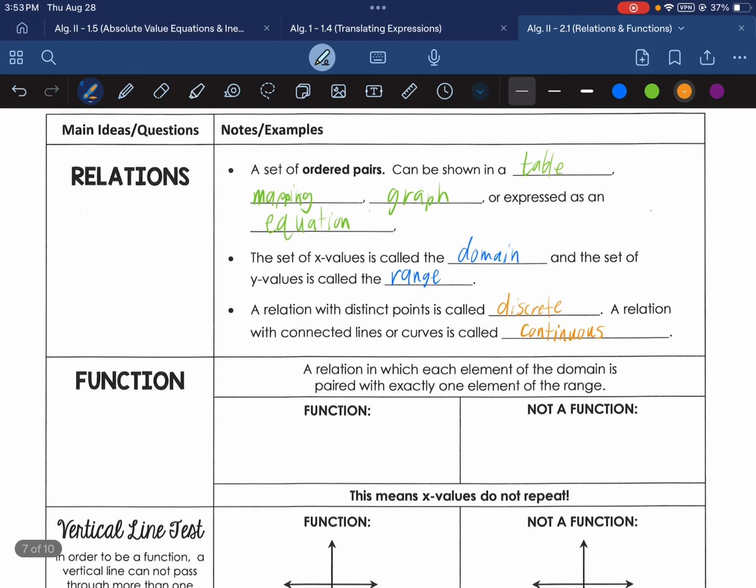So let's go more specific. More specific than a relation is a function. So all functions are relations, but not all relations are functions. A function is a relation in which each element of the domain is paired with exactly one element of the range, aka each element of the domain, that's each x. So each x is paired with exactly one element of the range. The elements of the range are the y's. So each x is paired with one y is the idea we're getting at.